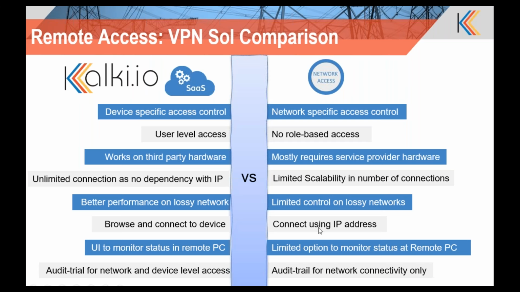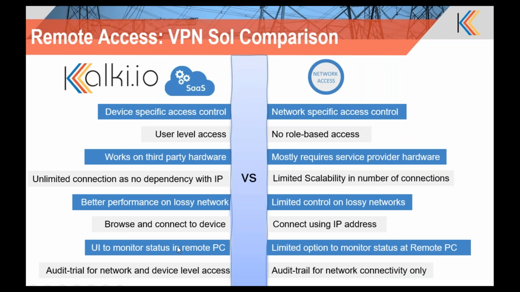In a VPN, you need to access the device using an IP address. That means you need to remember the IP address of each device, and you need to connect to that IP address to connect to that device. But in the case of Calki.io, you will browse the devices from the web page, and if you have access to that device, then you can directly click on that device and connect directly from the browser.